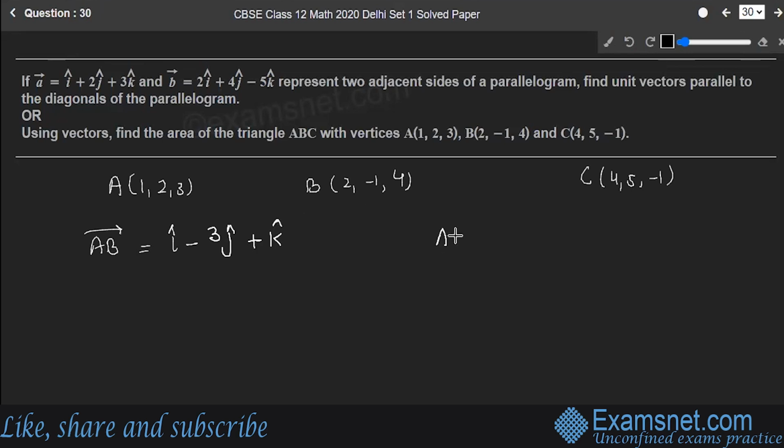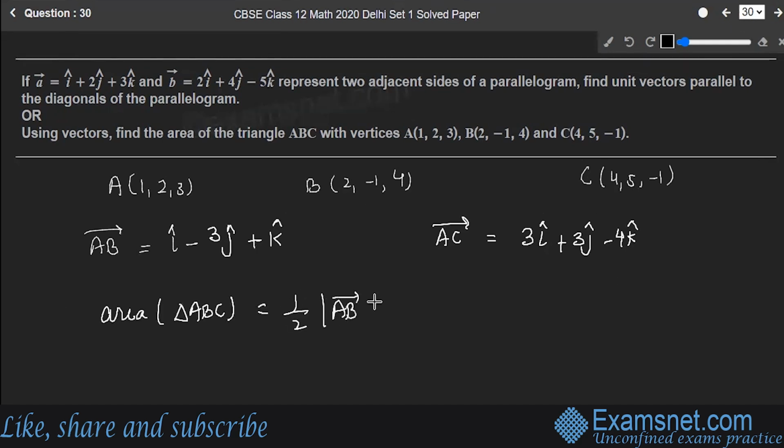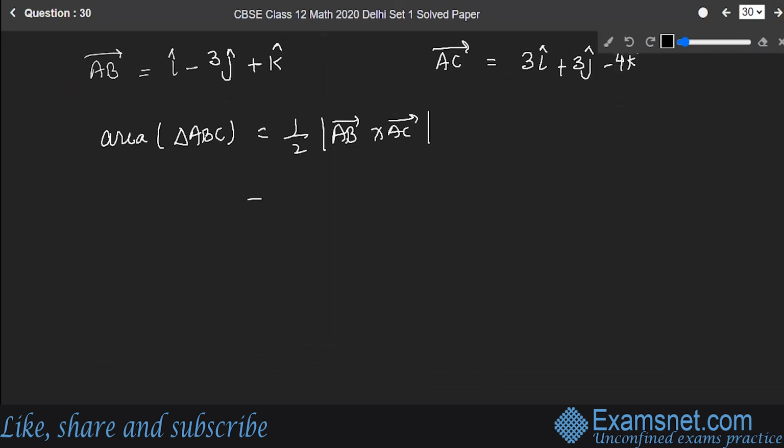This is the AB vector, and the AC vector will be equal to, for A and C, 4 minus 1, this is 3i, 5 minus 2, plus 3j, minus 1 minus 3, this is equal to minus 4k. Okay, so we got the AB and AC vectors. Now we know that the area of triangle ABC is equal to half into the cross product of the AB and AC vectors. So first of all, let's find the cross product.